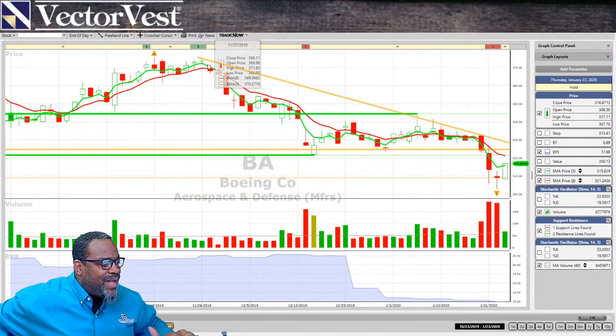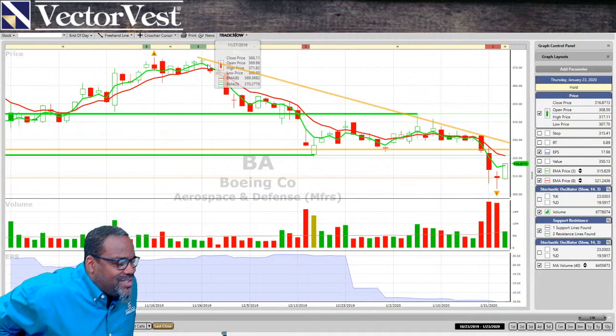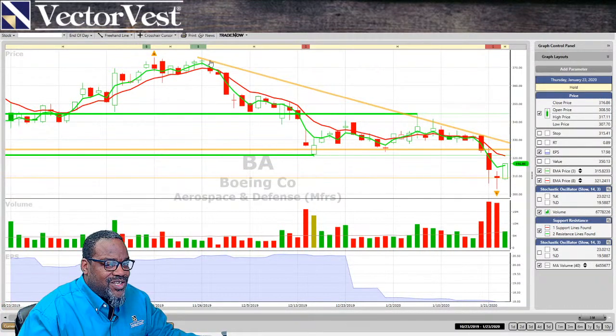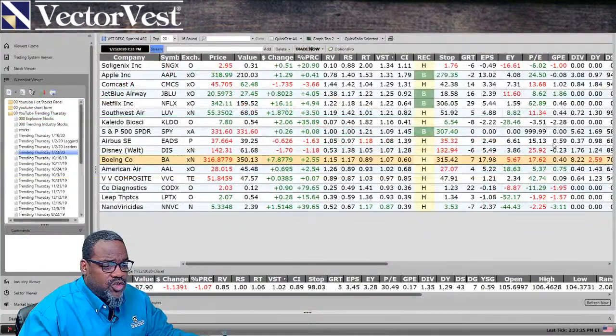Not the plane. I didn't say the plane. I said the stock. I'm looking at the stock. I love being able to put the trend line on the graph. It'll stay on the graph anytime I open it up. As long as it stays below that, the stock is in a downtrend. As long as earnings continue to fall, it's going to stay that way. All right, good question.